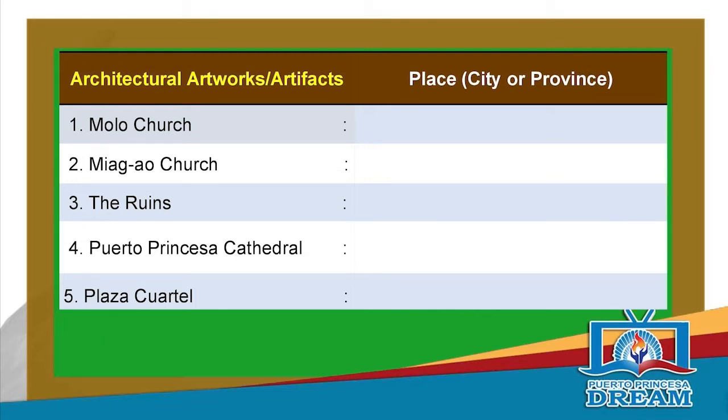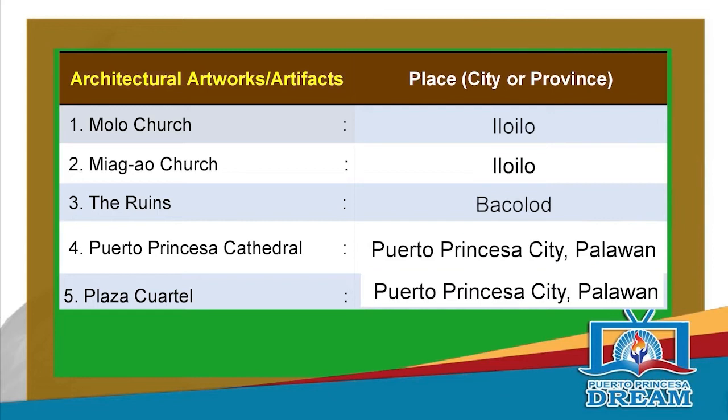Time is up. Let's check your answers. The answers are the following. Number 1, Molo Church is located in Iloilo. Number 2, Miag-ao Church can also be found in Iloilo. Number 3, The Ruins is in Bacolod. For numbers 4 and 5, the Puerto Princesa Cathedral and Plaza Cuartel are both located in Puerto Princesa City, Palawan.